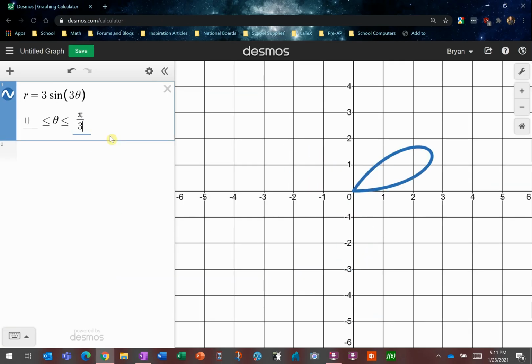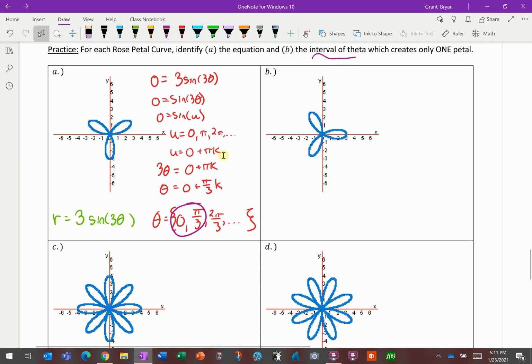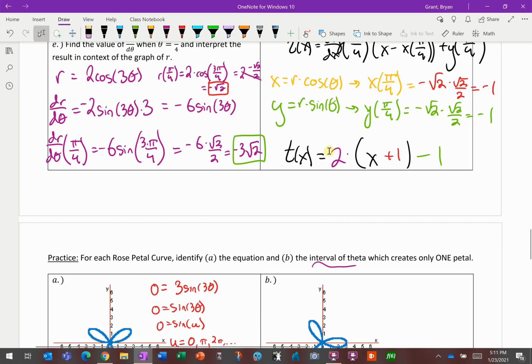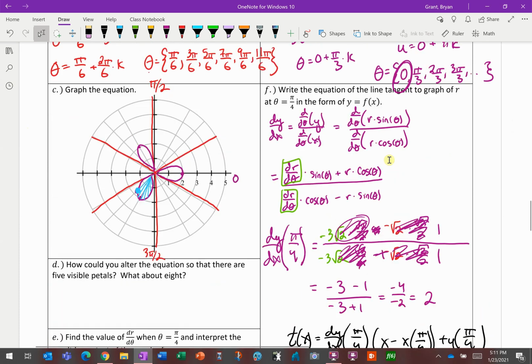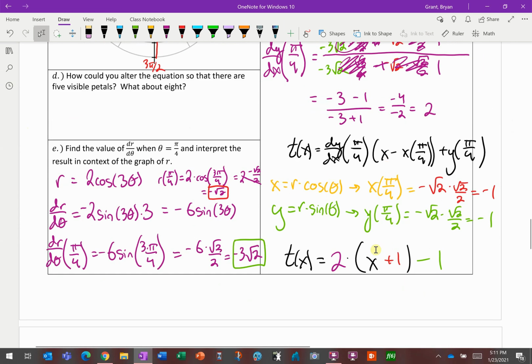Haha, one petal. I did mention you could have gone from pi over 3 to 2 pi over 3. There's another petal, and so on and so forth. So realistically, if you can do this process on A and get through E and F, then you are golden.